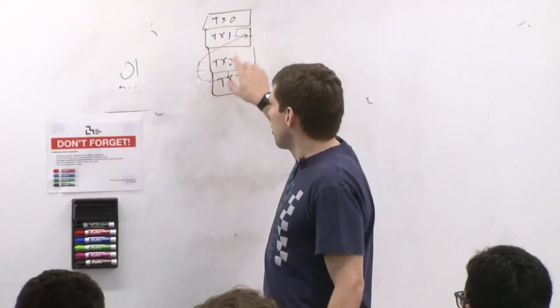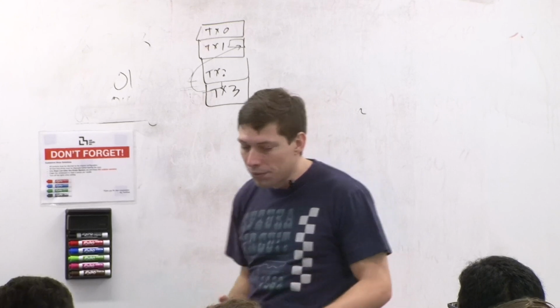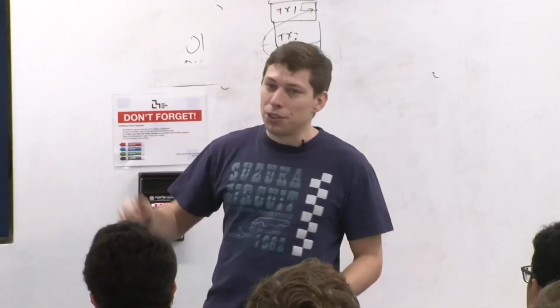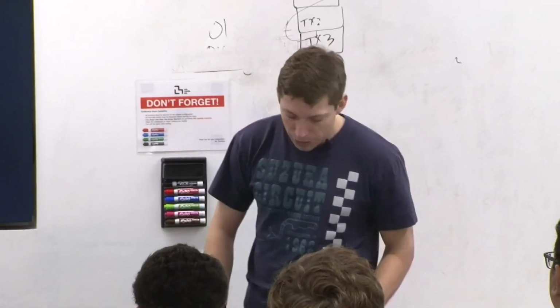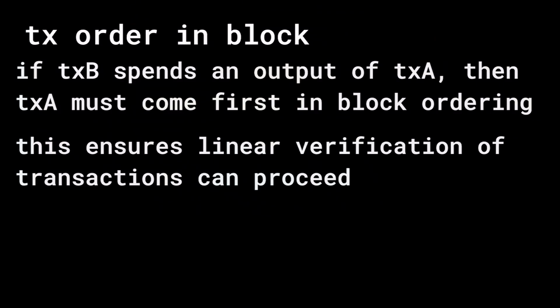There are other interesting reasons why this is also useful. But if I were designing it, I would say you have to confirm first because it just makes things simpler, but I was not Satoshi. So yeah, the order is fairly arbitrary.